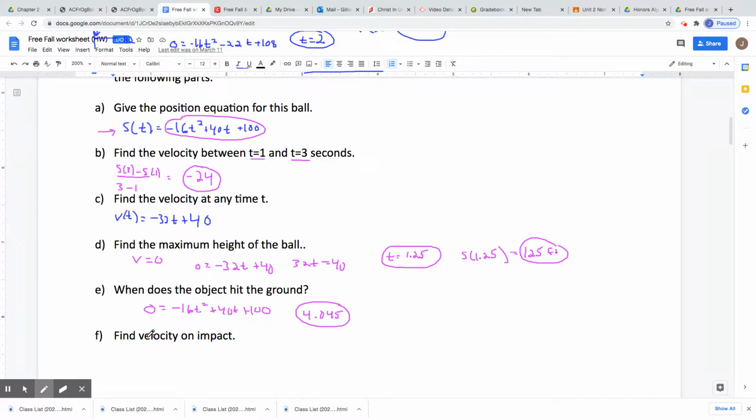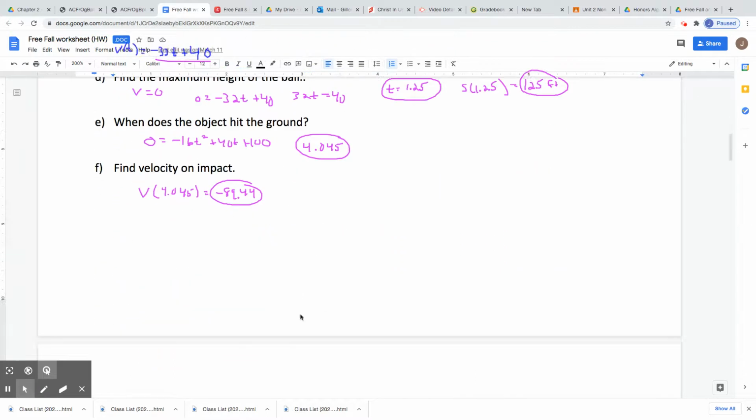Find the velocity on impact. Well, you're just going to take the answer we found here, 4.045, and plug that into the velocity equation, and you get an answer. Remember, all this, just use your calculator. Negative 89.44 feet per second. All right, and that is your answer.